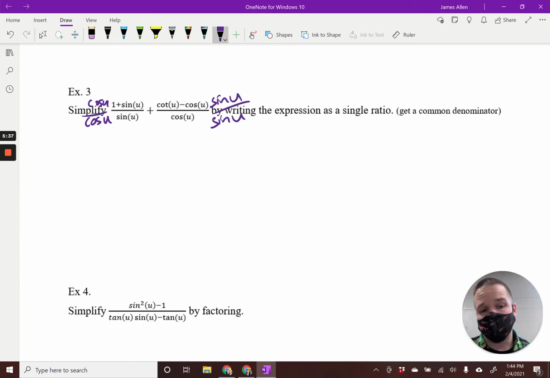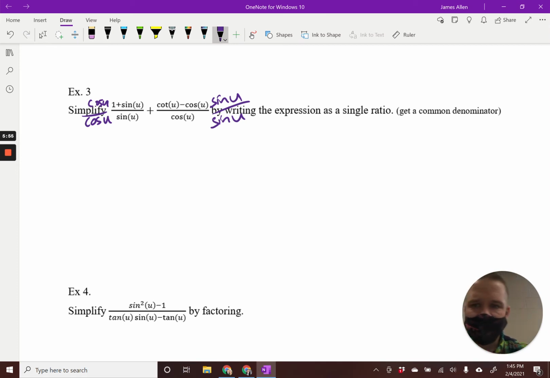Also, a thing to point out that I meant to mention earlier, but I forgot to say, because I said it earlier when I recorded this the first time. Cosine of u over cosine of u is just 1. It's a clever form of 1. And multiplying by 1 doesn't change anything, so mathematically this is still equivalent. The same goes for the sine of u over sine of u. We're multiplying by a clever form of 1.